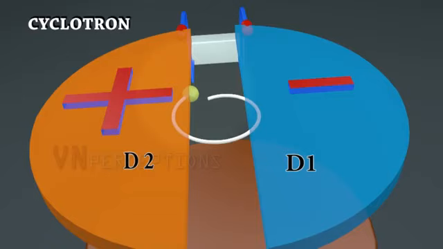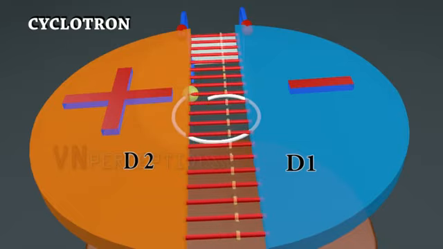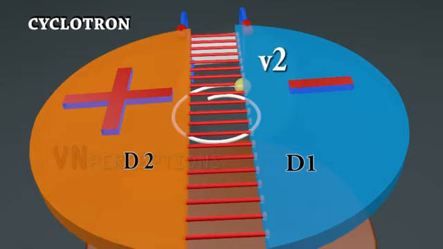Now D2 becomes positive and D1 becomes negative. When it comes out of D, it again comes under the influence of the electric field. The electric field accelerates the charged particle. The particle would now move from D2 to D1 because its velocity would increase to V2.